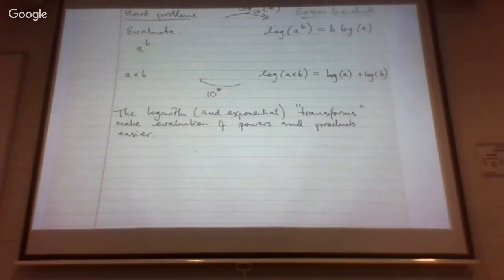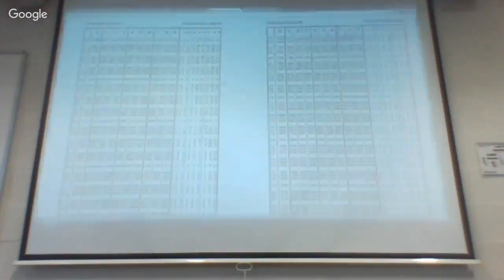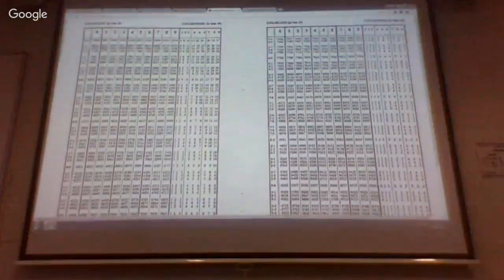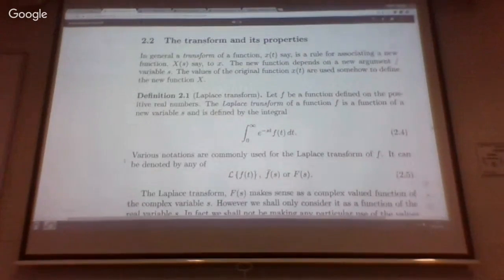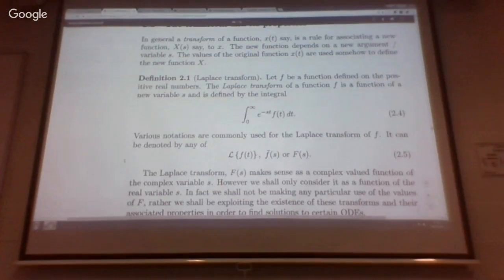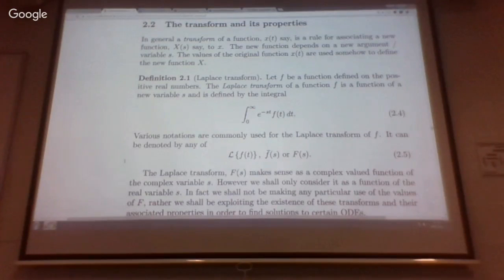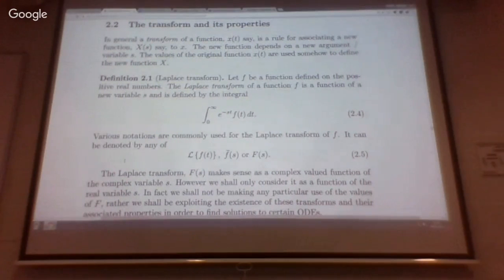Okay, then let's meet the transform. Say hello to it. Okay, here's the transform. Now, this is an object that's going to apply not to numbers, so the logarithm applies to numbers. But our transform, the Laplace transform, is something you do to a function. Okay, to a whole function.